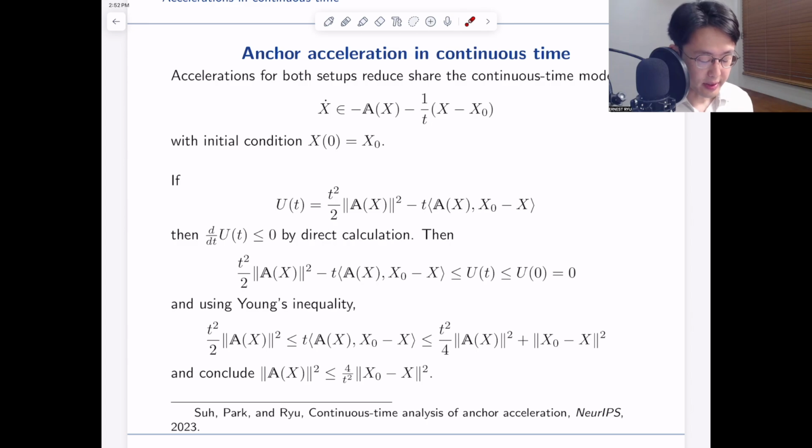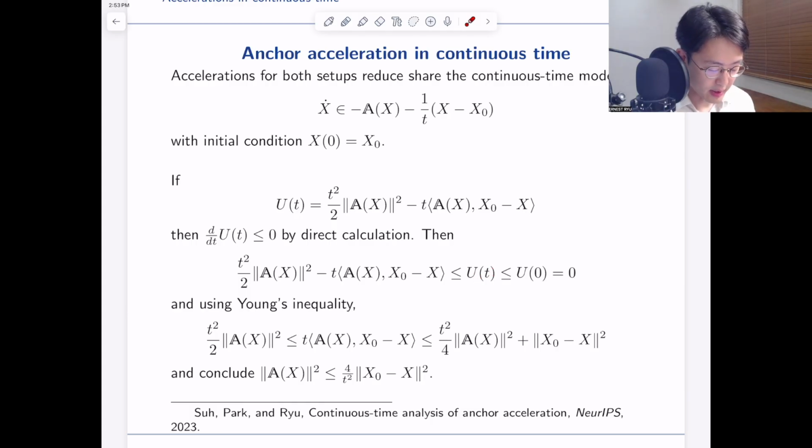How do you do the analysis here? Well, what you do is you define this energy function, which is, well, it's funky. It starts as 0 at time 0. And then you compute dU/dt, and then you show that that's less than 0 by direct calculation. So the energy starts at 0, and then it's decreasing. So this is always a negative energy.